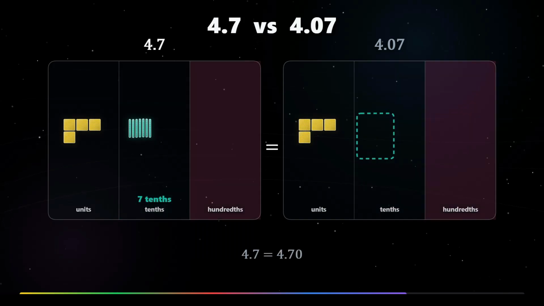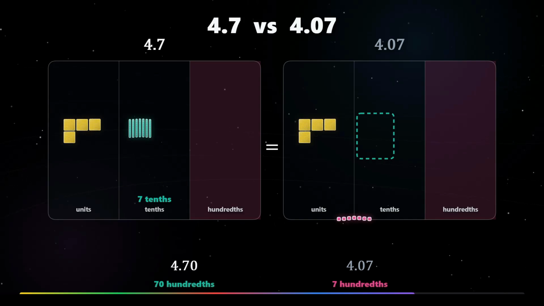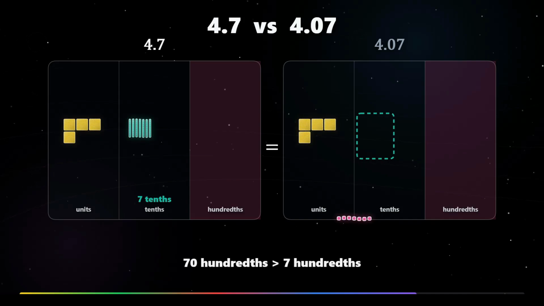You can also write 4.7 as 4.70. That does not change its value. Now compare 4.70 with 4.07. 4.70 has 70/100ths. 4.07 has 7/100ths. 70/100ths is greater than 7/100ths. The blocks show it clearly. 7/10 strips cover much more of the whole than 7/100th squares.